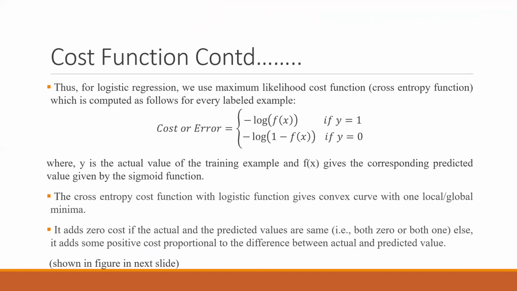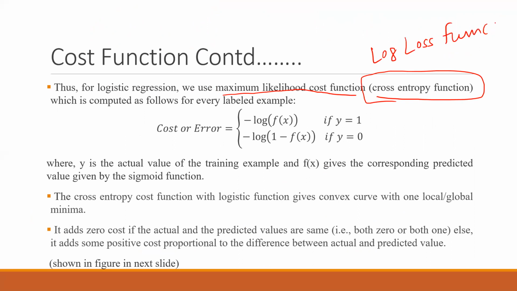So for logistic regression we use the maximum likelihood cost function. It is called the cross entropy function. It is a very famous function, the cross entropy function. In fact, it is also called the log loss function. You have to remember this.